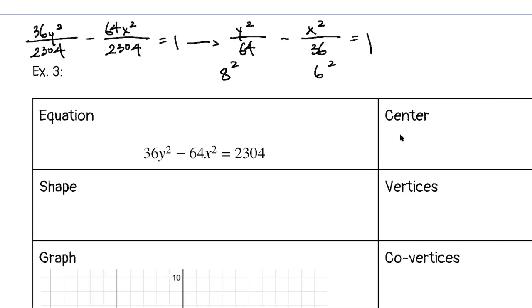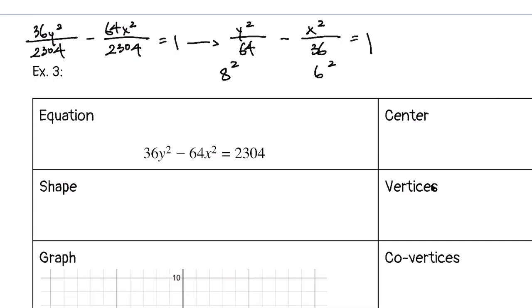Okay. Now, I think to kind of solidify our understanding around Christina's question, for my asymptotes, what's the rise? Is it 8 or is it 6? The rise is 8. Good, because it's underneath the y. What's the run? The run is 6. Good. Okay.